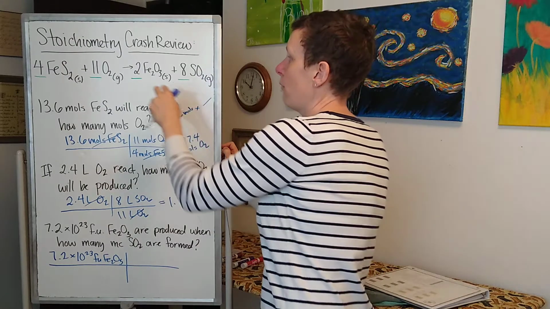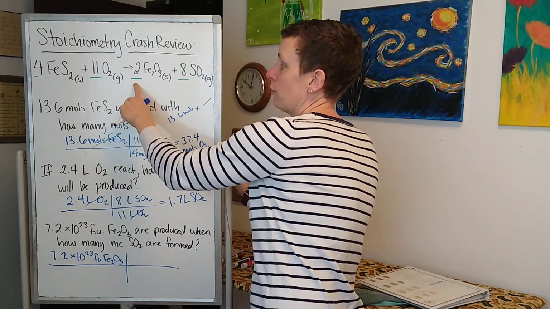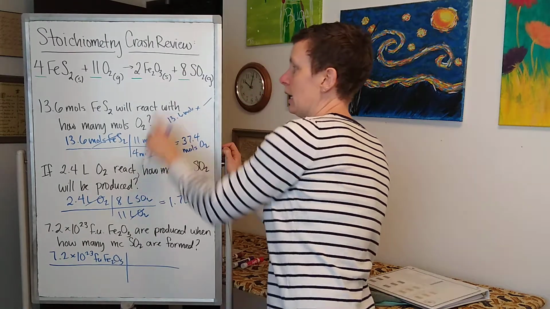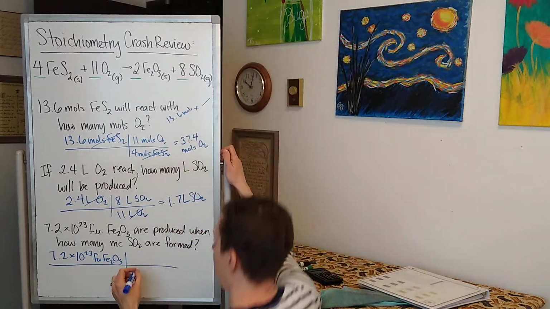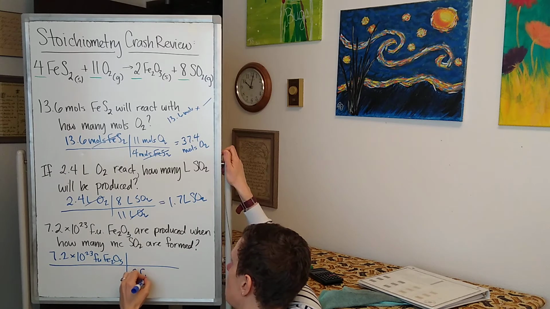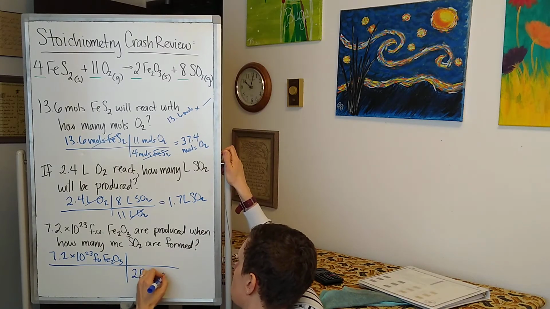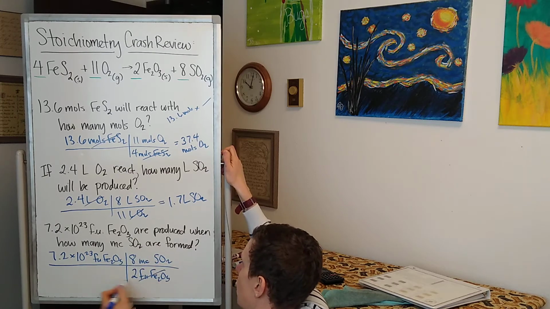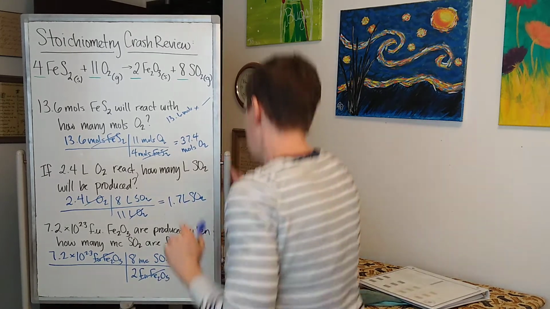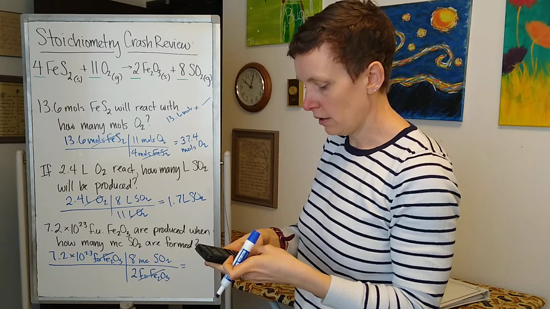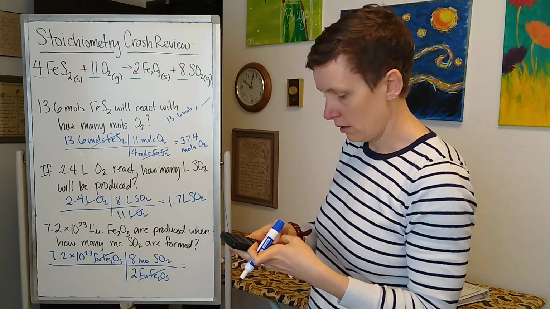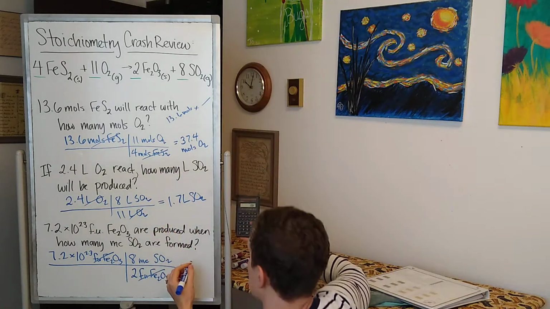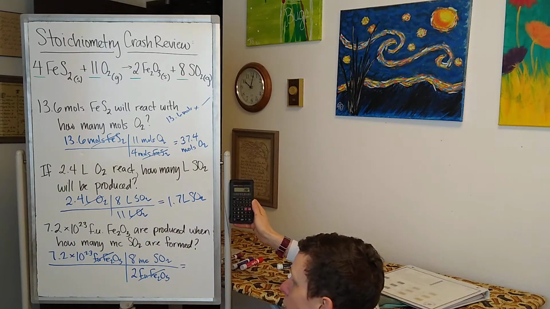Okay? Well, hopefully we can already tell we want the 2 formula units of Fe2O3 on the bottom, because that's what I'm trying to cancel. 8 molecules of SO2 on the top. So 2 formula units Fe2O3 for every 8 molecules of SO2. So my formula units cancel out. Now I'm ready for my calculation. Okay, and you're going to get 2.88 times 10 to the 24th.